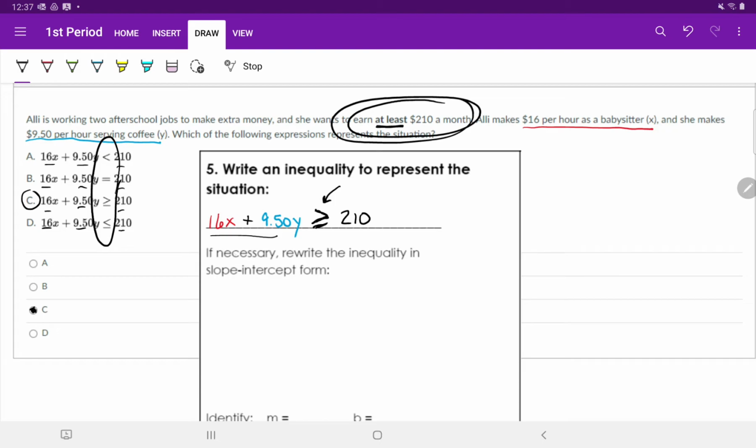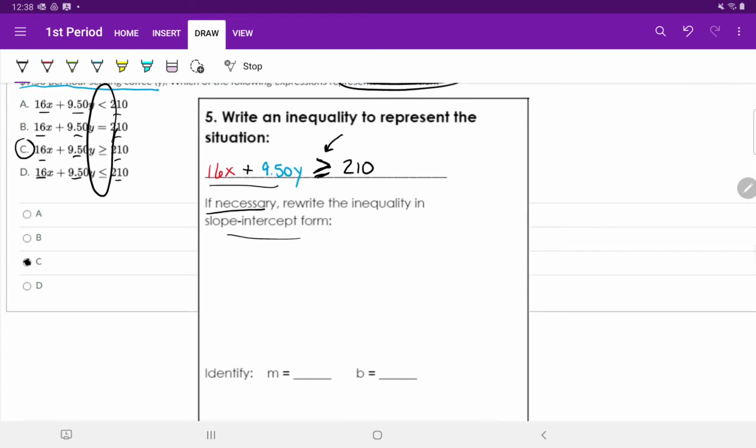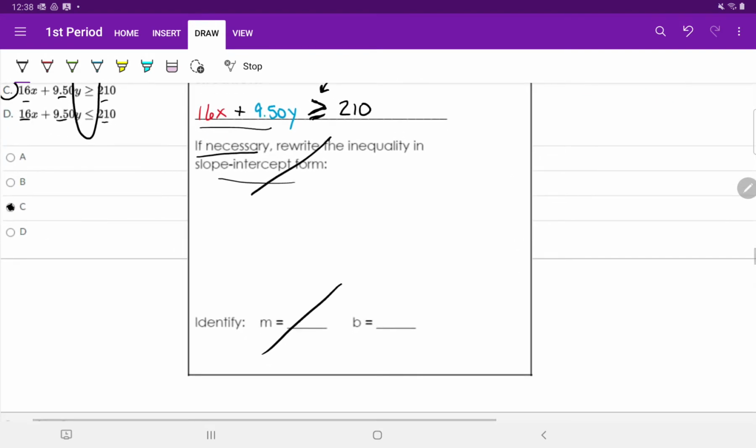Now notice your test paper has some other things down here. It says, if necessary, rewrite it in slope-intercept form. Well, that's not necessary in this problem. This problem does not say solve or find any kind of solution. So you won't have to do this step or this step for number 5 on the practice test.